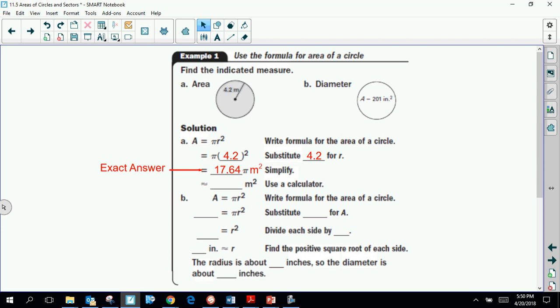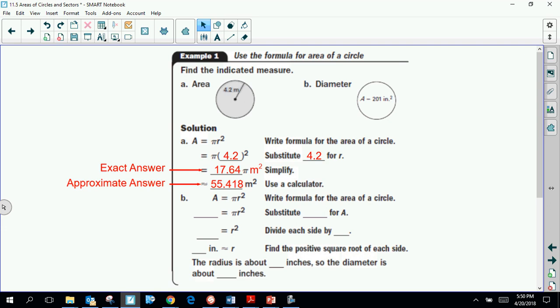Now, realistically, if you're trying to paint or cover a circle and you need to buy so much material, we definitely want the more real-world answer, which is the approximate answer, about 55.4 meters squared. Of course, if we have to give a rounded answer for AP or pre-AP math, we always round to 3 decimal places, so that's why I'm rounding it to 3 decimal places here. So that would be the area of the circle.